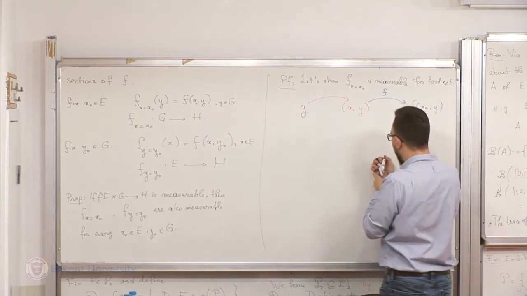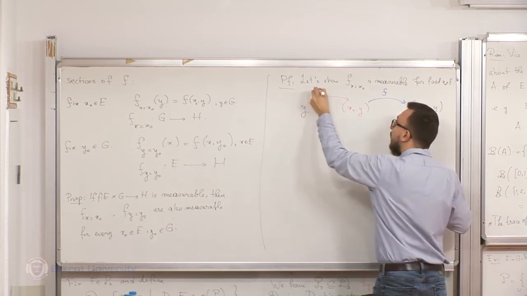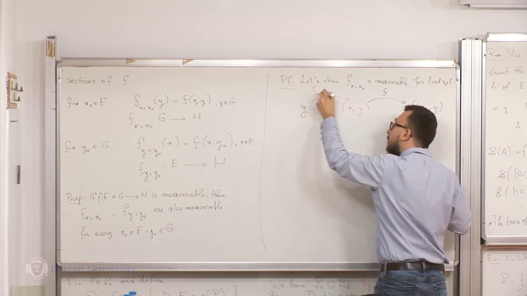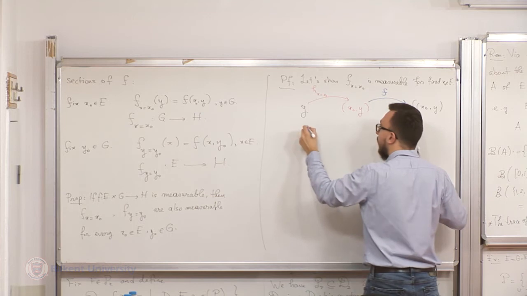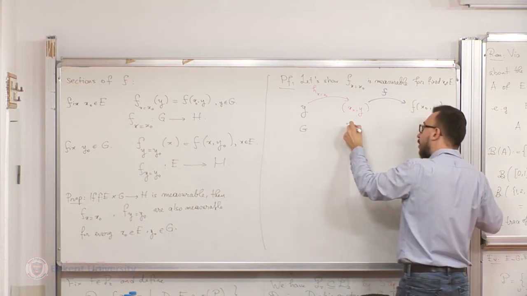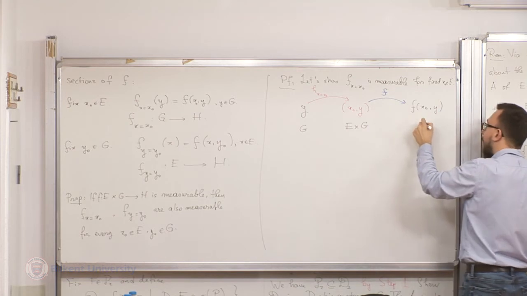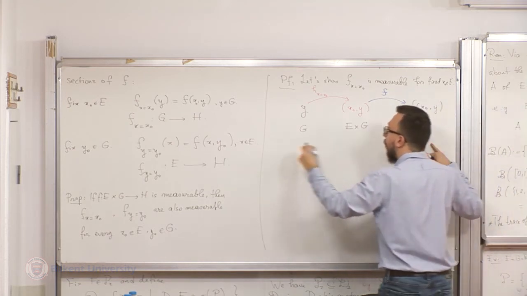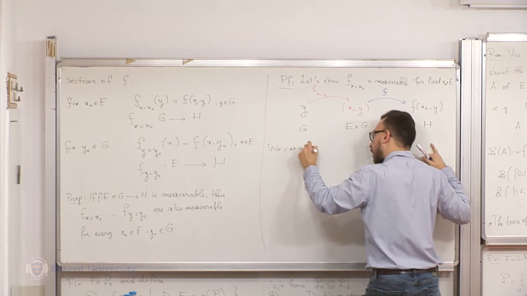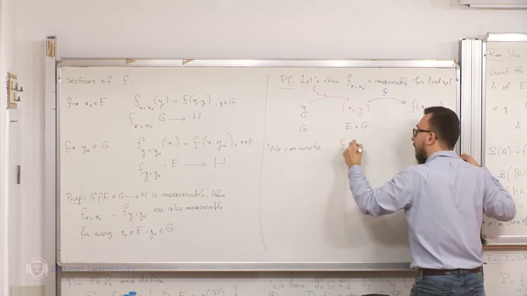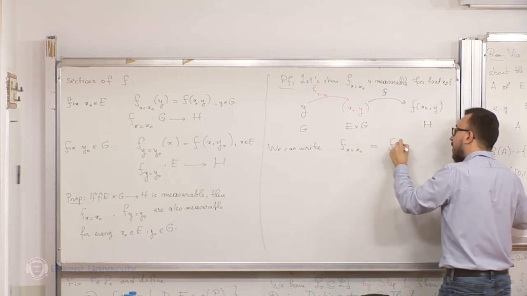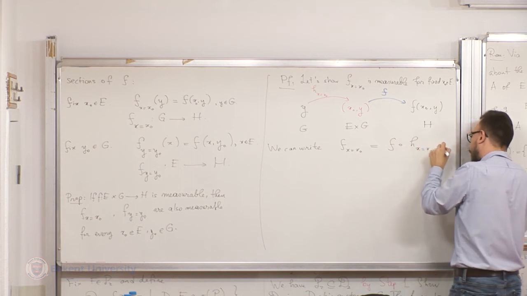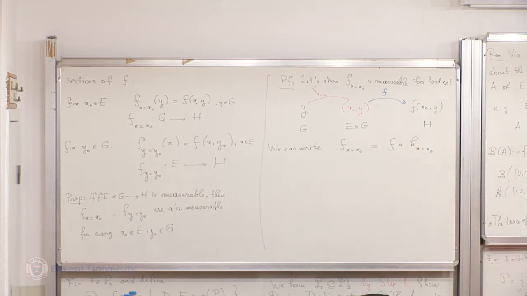And what is this first step? Well, let's give it a name. Let's call it h_{x=x0}. So this is in space G, mapping into E cross G, and f is mapping into H. So we can write f_{x=x0} as the composition of f with h_{x=x0}. Composition of two functions. Now, why did I do that?